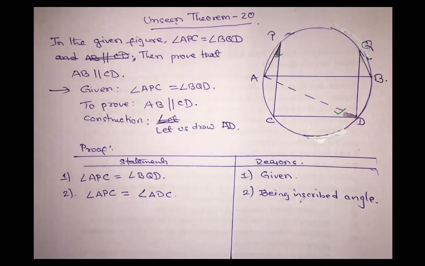Why? They are inscribed angles. The first angle was given in the question itself. Second, it was an inscribed angle. So if you see the third one, then you can see the angle. Okay, so we need to use this angle also.